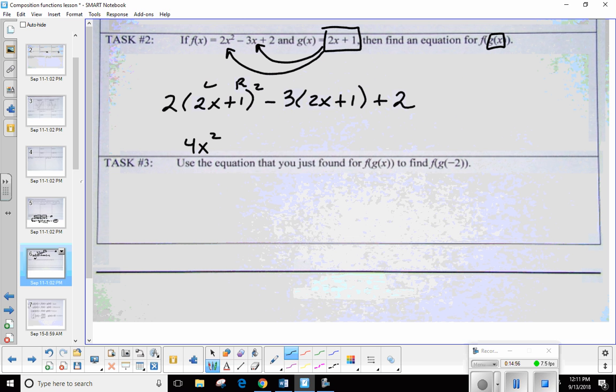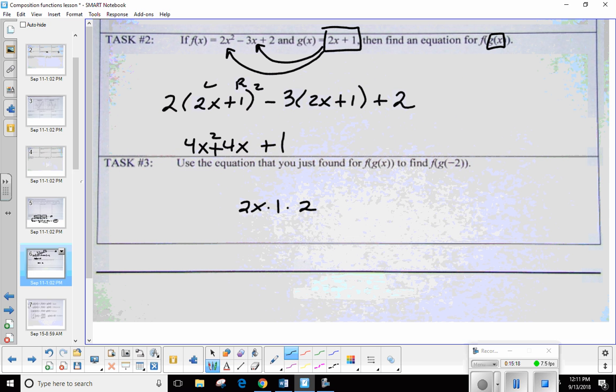Square the right. So 1 times 1 is 1. Now, here's the thing. When we say double the middle, that means I want to multiply the two terms together. So I want to multiply 2x times 1, and then we double that. So 2x times 1 times 2, what would that be? That would be 4x.